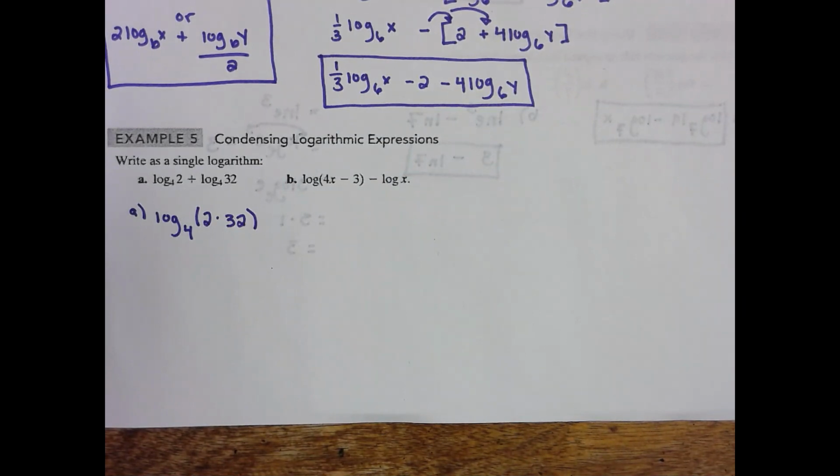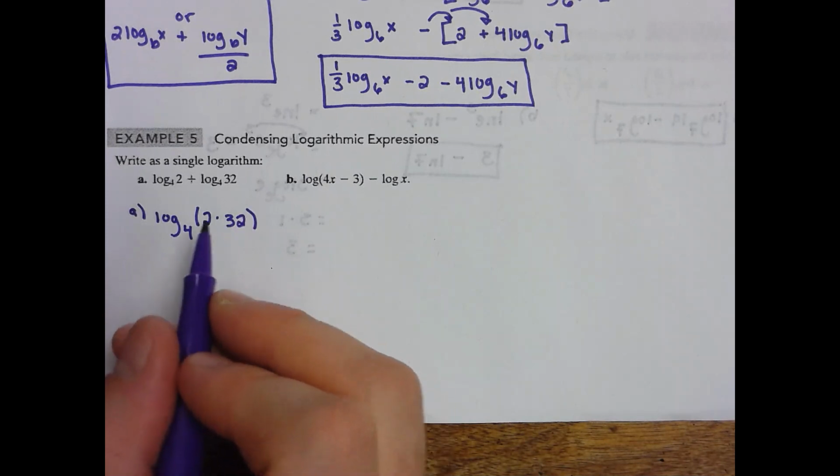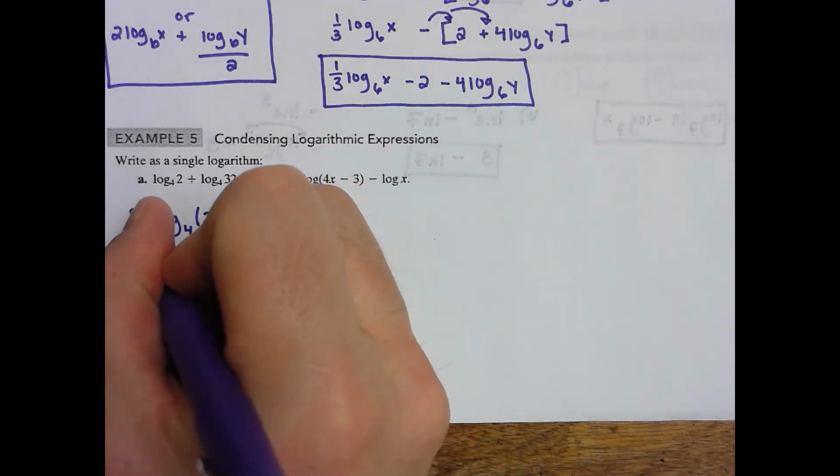Yeah? You only expand and condense logs with the same base. Correct. The bases need to be the same. I'm going to show us a way how we can change bases in a second. So we'll talk about that. Now, it's a good idea just to make sure that this might simplify. So I know 2 times 32 is 64.